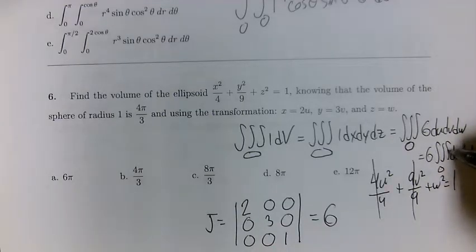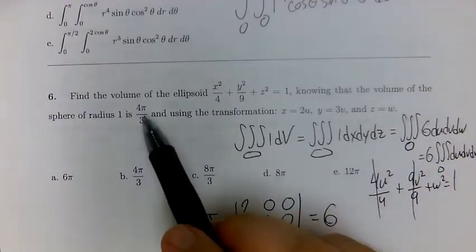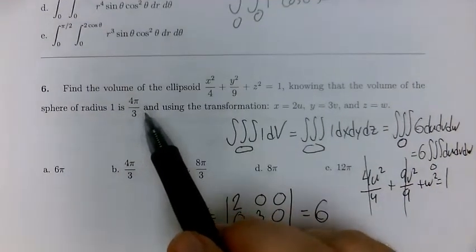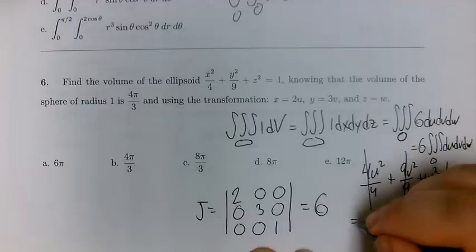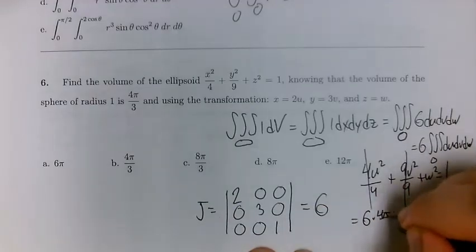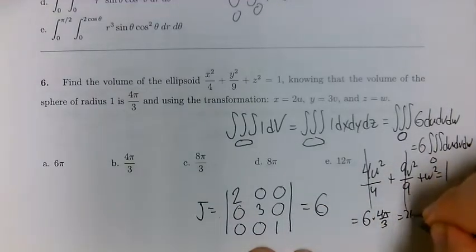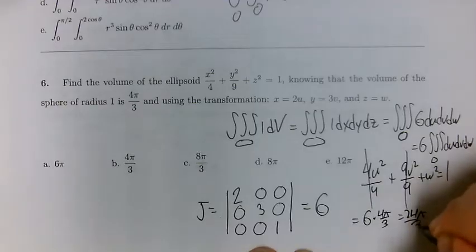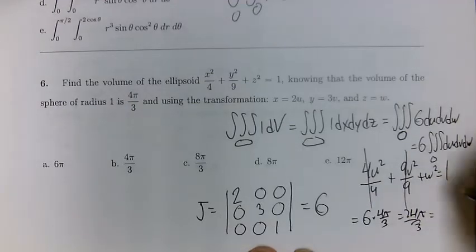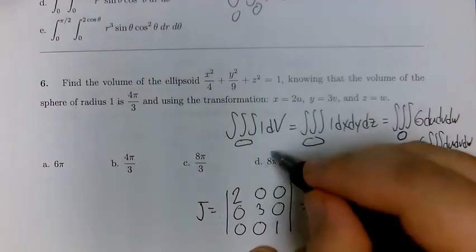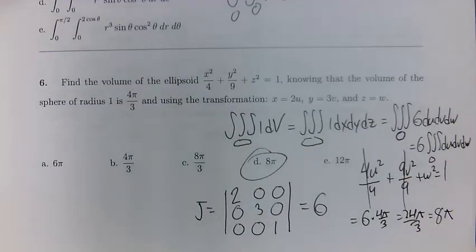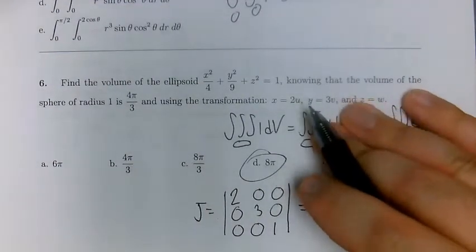And we know what the volume of the unit sphere is. It's going to be 4 pi over 3. So this will end up being 6 times 4 pi over 3, aka 24 pi over 3, which can be further simplified to 8 pi. So there we go. We end up getting 8 pi as the volume for this ellipsoid here.